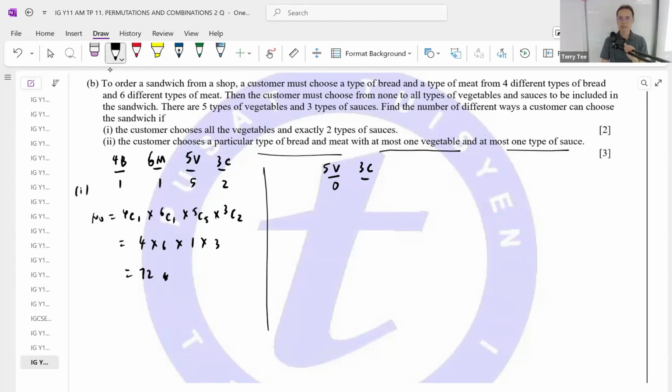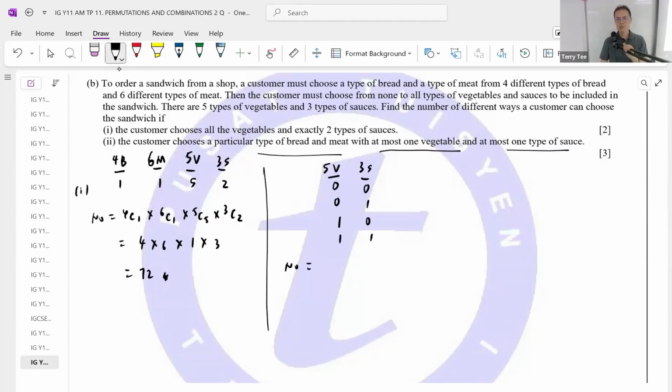They say at most one veggie, at most one sauce. So this one, they just eat meat. Hey, everyone, is there anyone that you've seen buying Subway, take the meat, take the bread, no veggie, no sauce? All right, but this case can happen. 0 and 1. At most one sauce, right? Sauce is S. Sorry, I shouldn't put C. So this one is one veggie, no sauce, one veggie and one sauce. So there are 4 cases to consider.